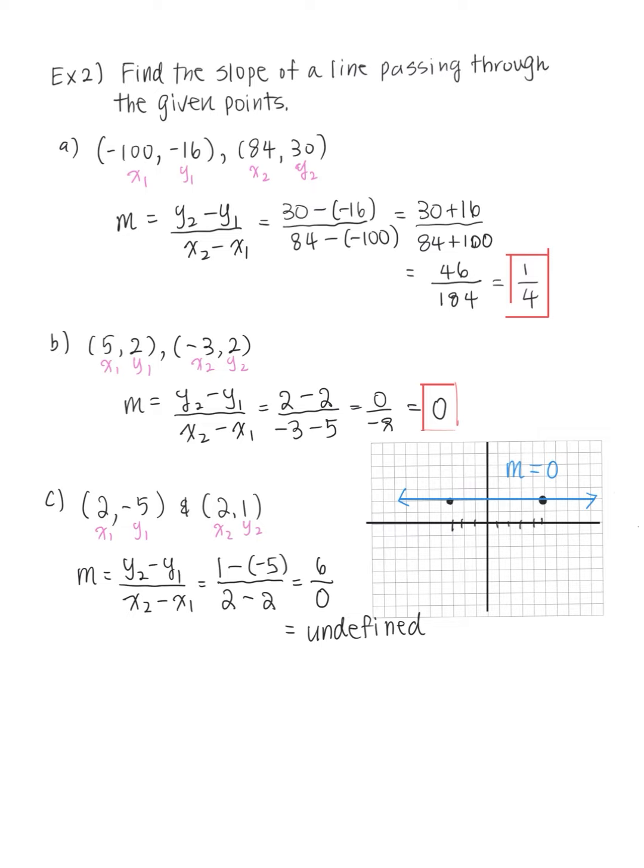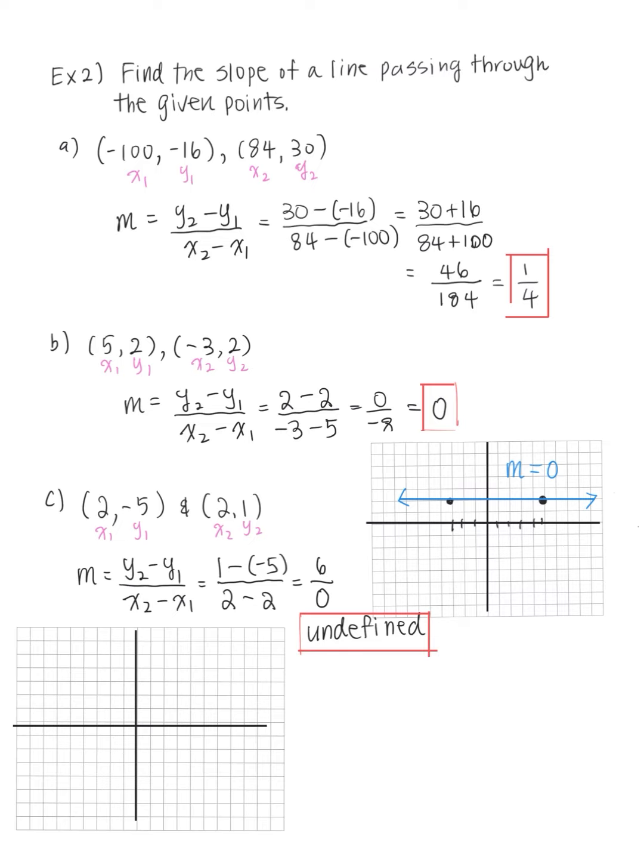So what kind of graph do you think we're going to get with an undefined slope? If you plot those two points, you'll see it immediately. So let's plot (2, negative 5). So you've got 1, 2, negative 2, 3, 4, 5. It's right here. And then when x is 2, y is 1. So that will be right here. Now can you tell what kind of graph you're going to get? Yes, a vertical line. So this always happens: if you're given a vertical line, your slope is always going to be undefined.